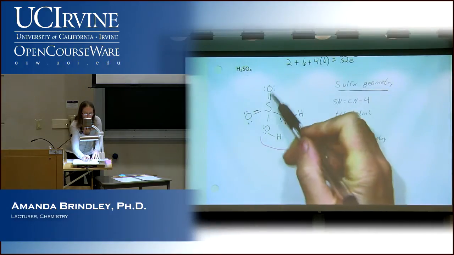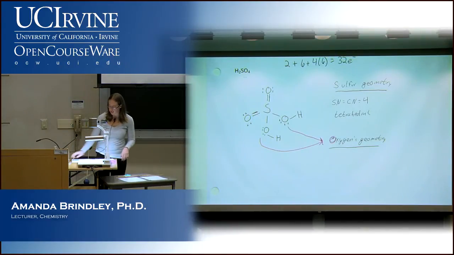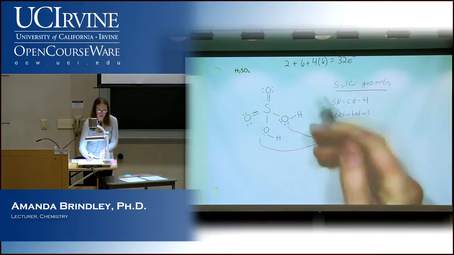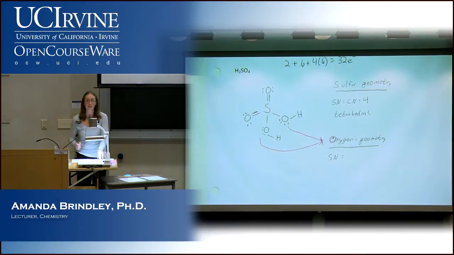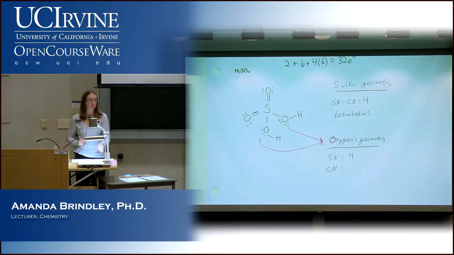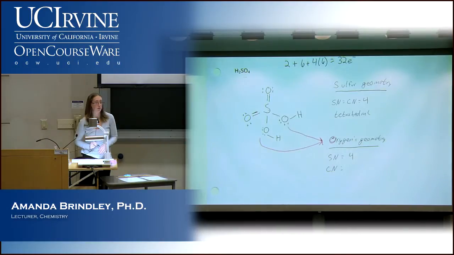Okay? These are just bonded to one thing, so we don't talk about the geometry there. But what about this oxygen? What is the steric number? Good, the steric number is 4, right? We have 2 lone pairs and 2 things bonded to it. Now, what is the coordination number? 2, because we have this sulfur that's bonded there, and we have this hydrogen that's bonded there.